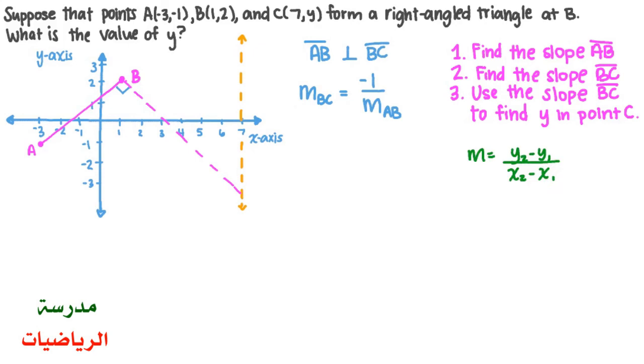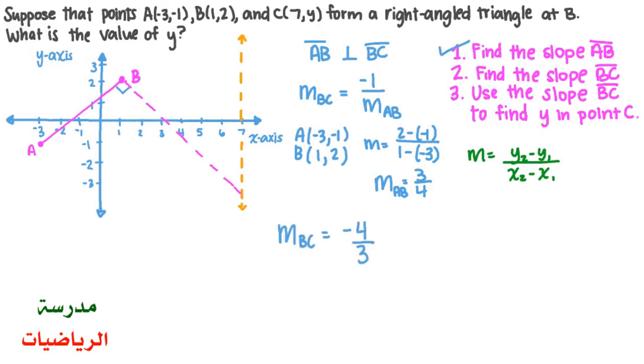If we have 2 points, we find the slope by using m equals y2 minus y1 over x2 minus x1. For the points A and B, that would be 2 minus negative 1 over 1 minus negative 3, which equals 3/4. The slope of line AB is then 3/4. And we've completed step 1. For step 2, we need to take the negative reciprocal of the slope we found in step 1. The negative reciprocal of 3/4 is negative 4/3. And that is step 2.